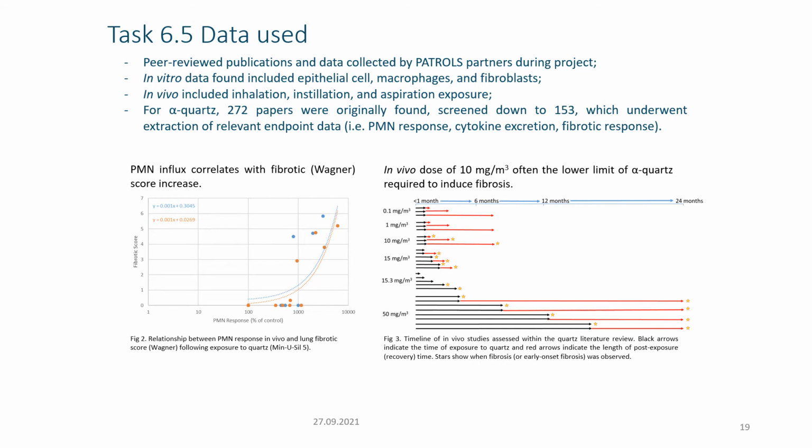exposure of quartz, and we notice here that 10 milligram per meter cube often is the lowest limit of alpha quartz exposure required to induce fibrosis, independent of the amount of post-exposure time. So you get fibrosis even after a short post-exposure time or a medium or very long post-exposure time. This is the lowest you ever get fibrosis materializing. If you move below 10 milligram per meter cube, that's nothing.